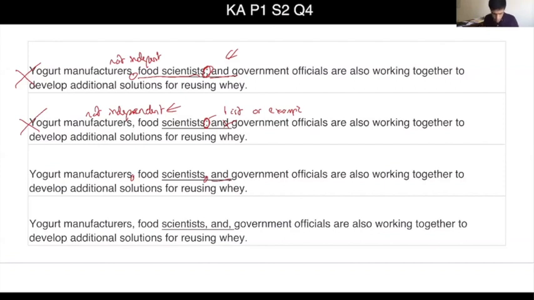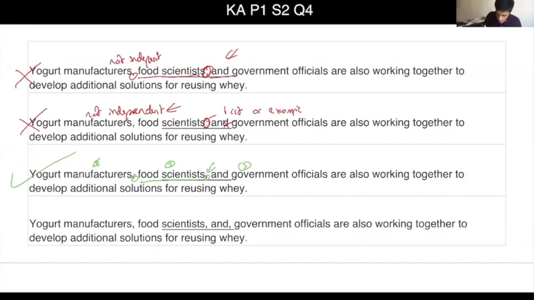So number C, we have a comma, goes with a comma. The and comes with a comma. Is C correct? What do we call the underlined portion here? Oh, actually, you're right. Sorry, it's not non-essential. Actually it is non-essential, because you could say yogurt manufacturers and government officials. But it's more of a list: first item, second item, third item. Lists are separated by commas, and this is the Oxford comma. Perfect. This is correct.